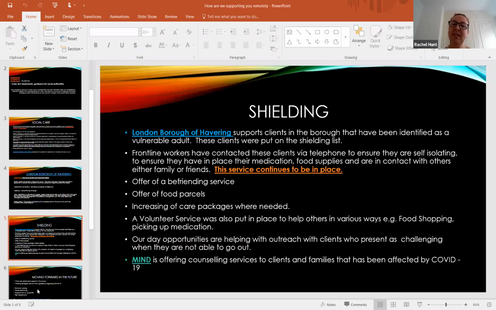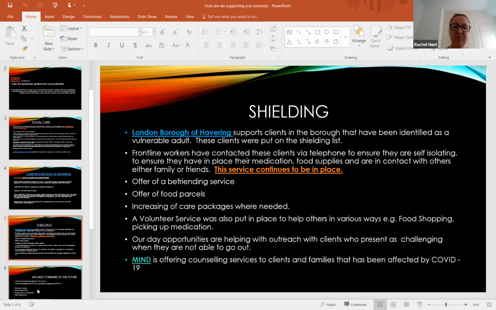So what did this mean in London Borough of Havering in terms of shielding? London Borough of Havering supports the clients in the borough that have been identified as vulnerable adults. These clients were put on the shielding list. Frontline workers contacted these clients via telephone to ensure they were self-isolating, to ensure they had their medication, food supplies, and are in contact with other friends and family. This service is in place and is continuing as a day's work.